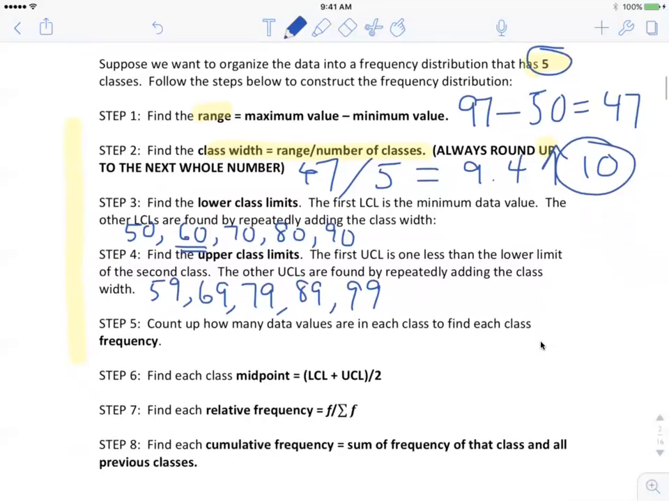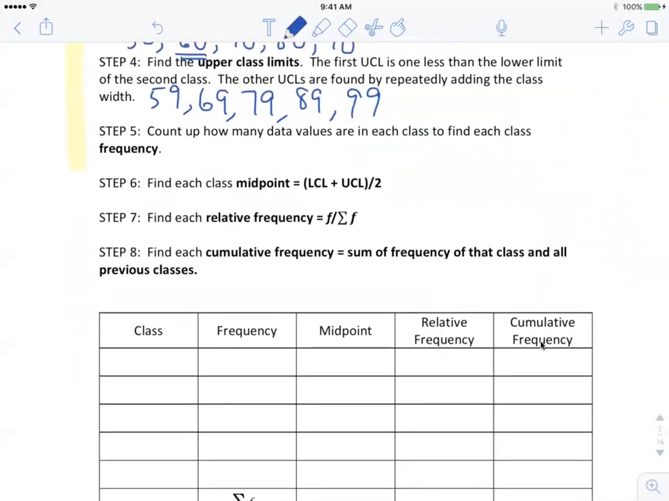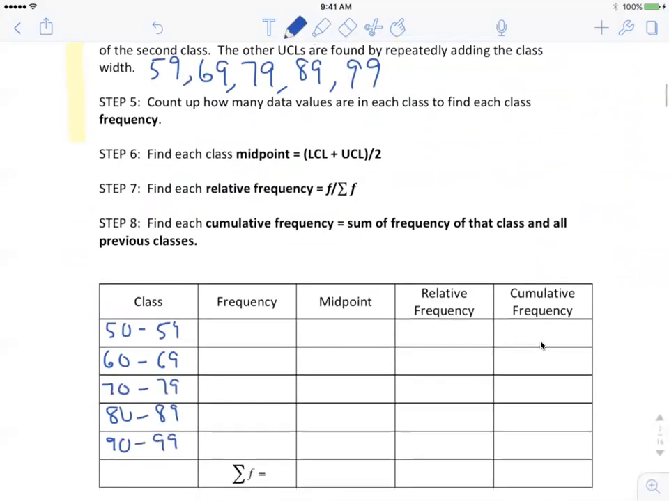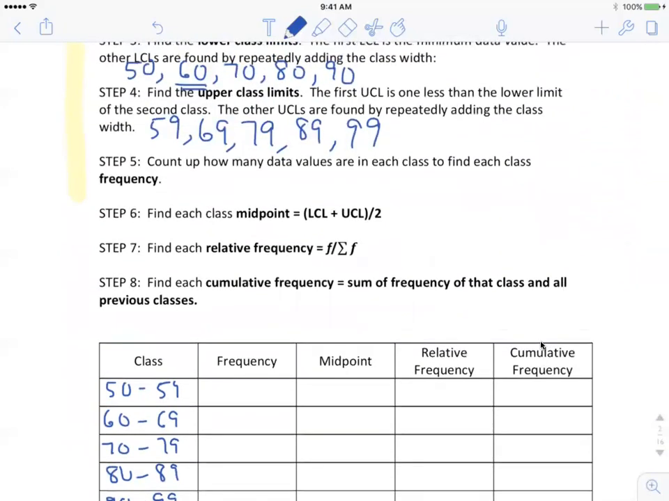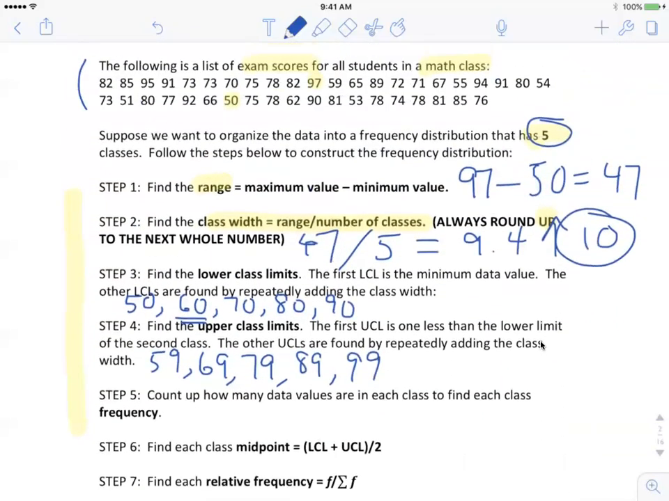Here's my frequency distribution down here. Notice my lower limits, I've already got them. I can fill those in, right? And then the uppers. So I've already defined my classes. Now frequency, you're just counting up how many values are in that class. So in other words, in the range of 50 to 59, if I go back up to my list, can I find all of the values that are between 50 and 59? I'm just going to look through and count them out.